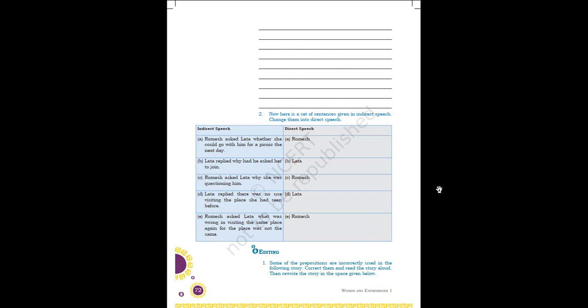Look at the second sentence, children. Lata replied, why had he asked her to join? So how will you write this sentence into direct? Lata said, comma, open double inverted, why have you asked me to join? So here she is asking a question, so it is an interrogative sentence. Why have you asked me to join? So you need to put a question mark, close double inverted. Clear, children? The next three you can do, or you can start typing that in your chat box. I will tell you if it is right or wrong.